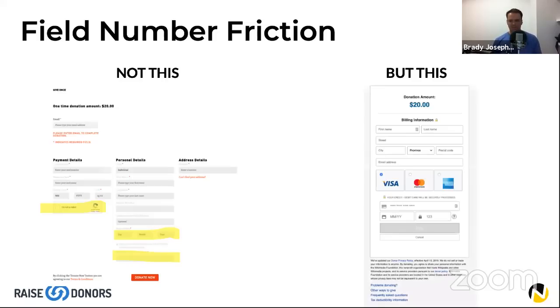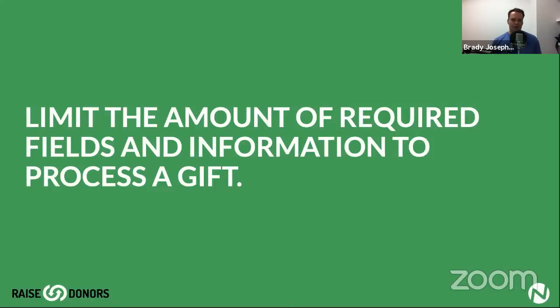So compare that to maybe something like this, where just visually it looks better, of course, but the amount of information that's required is all that you need to process a gift and nothing more. So the key thing here is to limit the amount of required fields and information to process a gift.